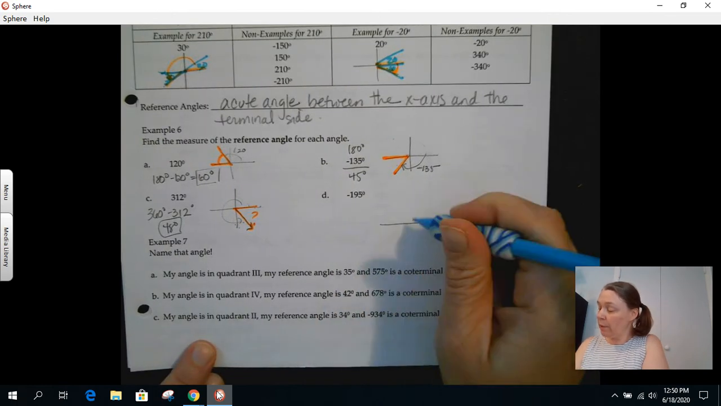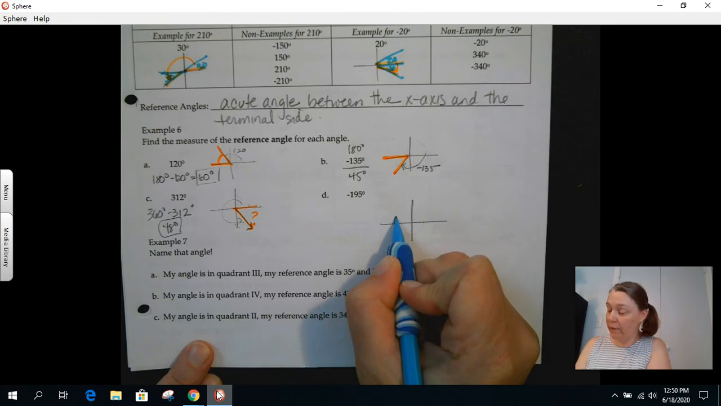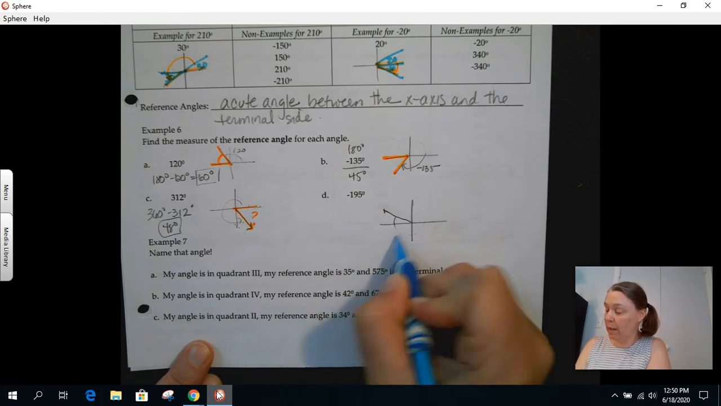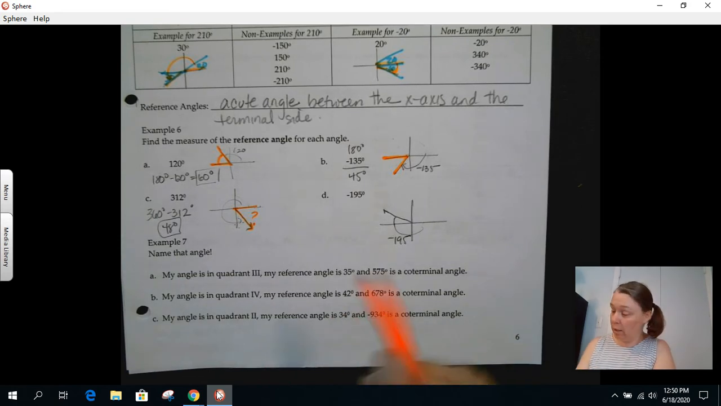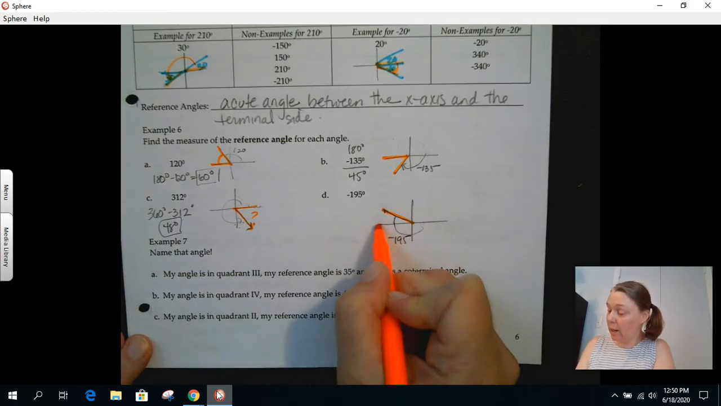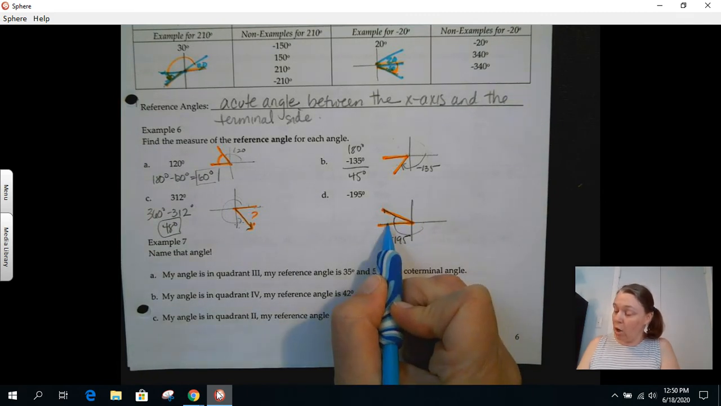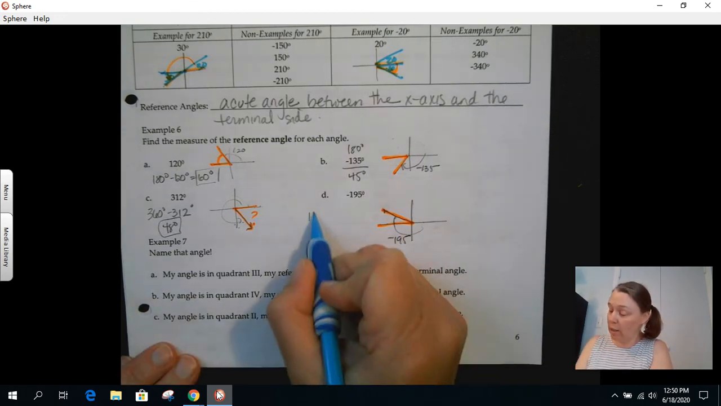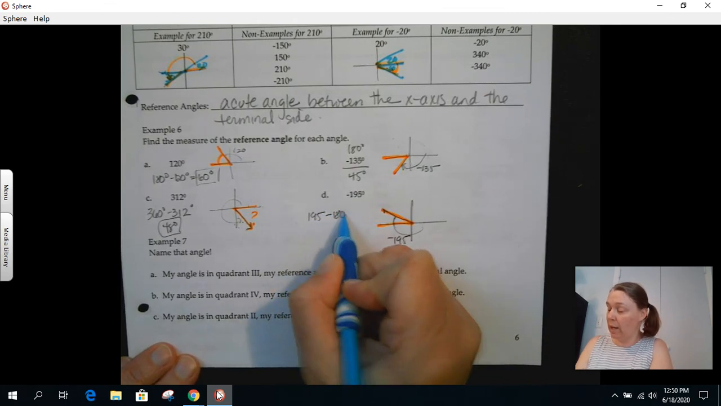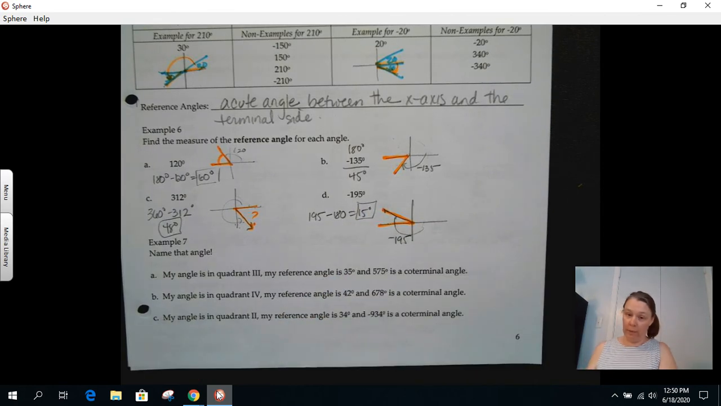All right, the last one, negative 195. That would be negative 180, and negative 195 is going to go a little bit past. That's my negative 195. My reference angle is between this terminal side and the x-axis. I went a rotation of 195. This was 180 and some change. So in my head, it's 195 take away 180. I went 15 more degrees. So that's my reference angle.